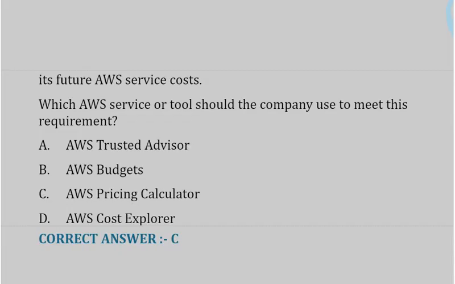Option A: AWS Trusted Advisor. Option B: AWS Budgets. Option C: AWS Pricing Calculator. Option D: AWS Cost Explorer. Correct answer is Option C.